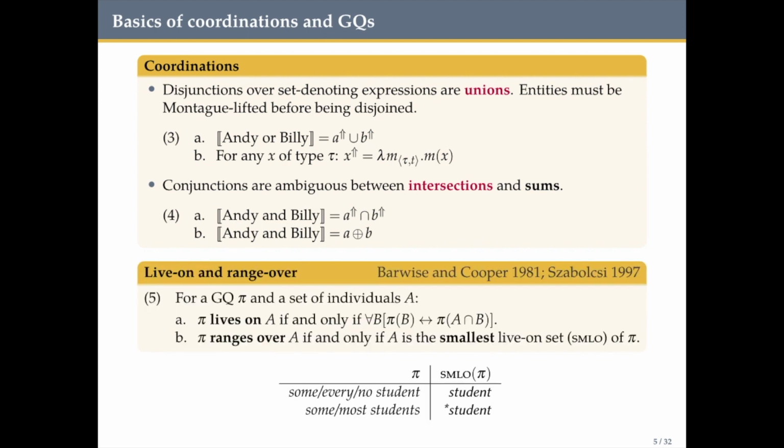For GQ quantifiers, the most important property for this talk is the live-on property. For a GQ quantifier pi and a set of individuals A, we say that pi lives on A, if and only if for any set B, pi holds for B if and only if pi holds for the intersection between A and B. We also say that pi ranges over A, if and only if A is the smallest live-on set of pi. So basically, for any quantificational determiner phrase pi, the smallest live-on set of pi is the extension of the NP complement.